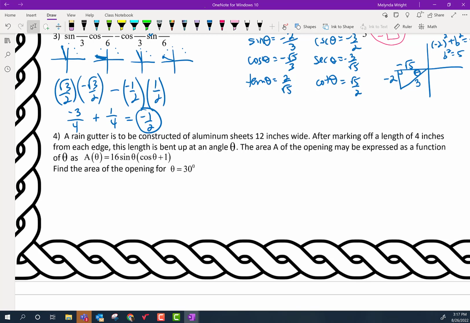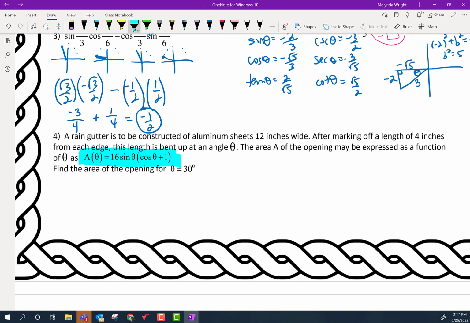Yes, absolutely. But we're not told it's 90 degrees, so we're not sure. So we're gonna go with this. Is that okay? Now the great thing is, we don't even have to know that. This is like the best word problem ever, because they want us to find the area and they give us the formula. Look, that's the formula for area.